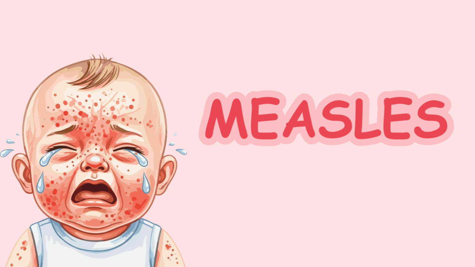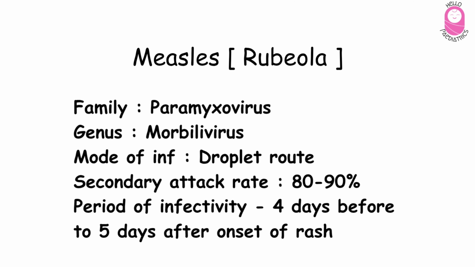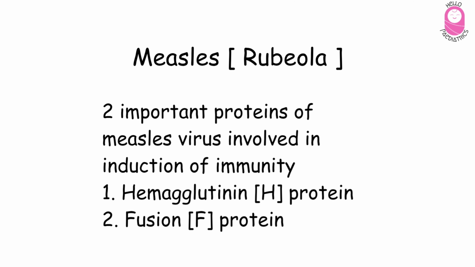Hello everyone, so today we will learn about the measles. Measles virus belongs to the family paramyxovirus and the mode of infection is generally via droplets and the period of infectivity is 4 days before rash to 5 days after the onset of rash.